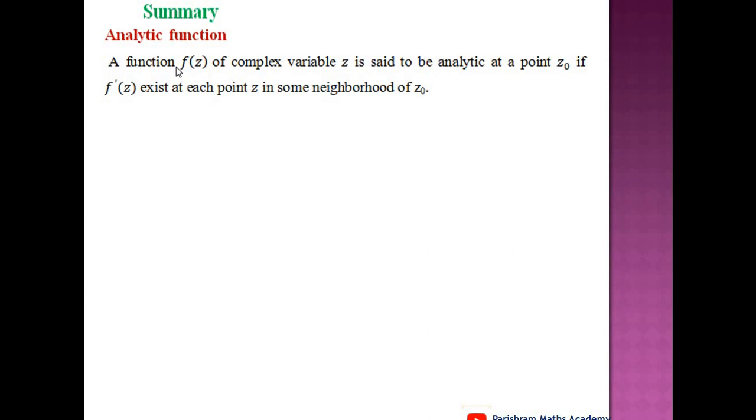Okay, we can summarize this topic. First, the definition of an analytic function. First, we must remember the analytic function. The function f(z) of complex variable z is said to be analytic at point z0 if f'(z) exists. It means the derivative of the function f(z) exists at each point in some neighborhood of z0. If the function f(z) is differentiable in some neighborhood of z0, then the function f(z) is analytic at point z0. That is the definition of an analytic function.